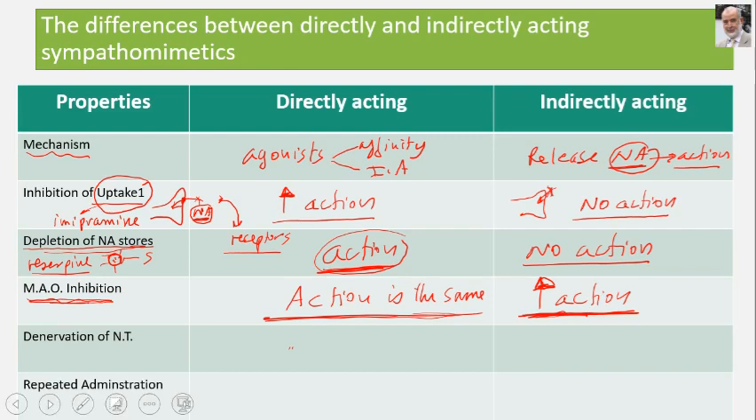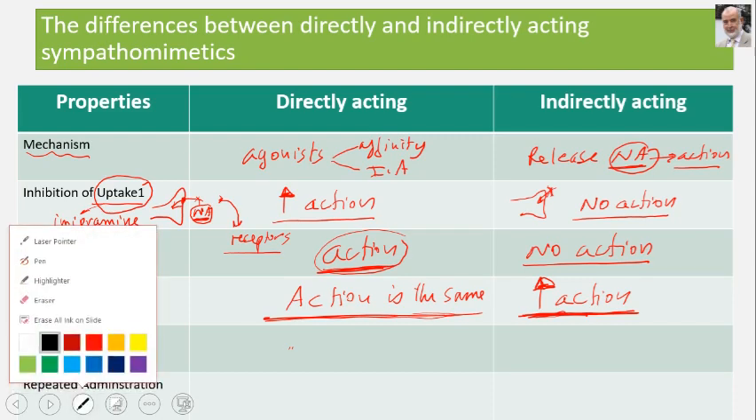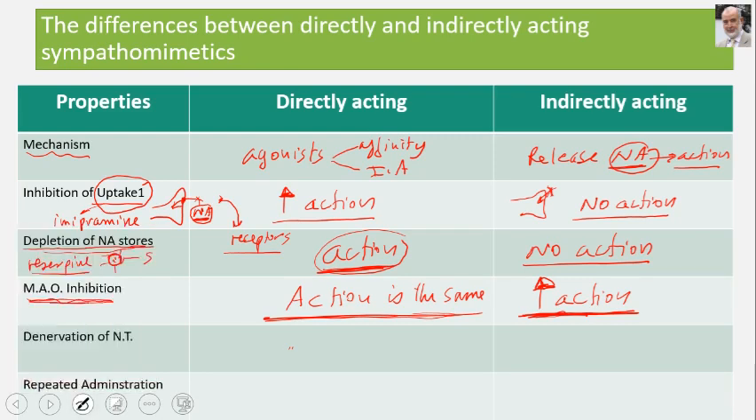Denervation means removal of the nerve. So what will happen if we denervate? As we have said, this is the nerve terminal which stores noradrenaline, and this is the adrenergic receptor on the postsynaptic membrane. These are the alpha and beta receptors present on the postsynaptic membrane. If we denervate, we destroy the nerve terminal. So what will happen in this case?